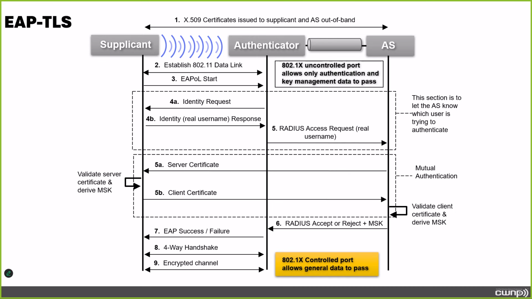Now, EAP-TLS is going to require client certificates in pretty much all implementations. And so the client has a certificate, and the server, and that's the RADIUS server, has a certificate. And these certificates are used in this EAP exchange in order to authenticate both the server and the client. And once we go through this process, we have the ability to do the four-way handshake. And as you can see toward the bottom of this diagram, step 8 is the four-way handshake. And after that is completed, then the 802.1X controlled port is unblocked and allows general data to pass.